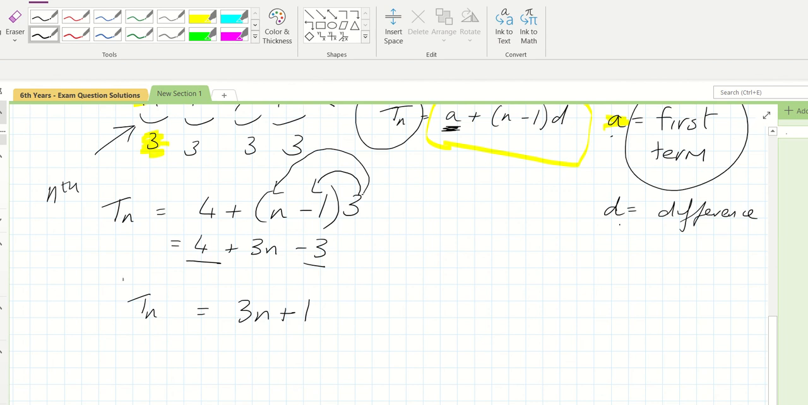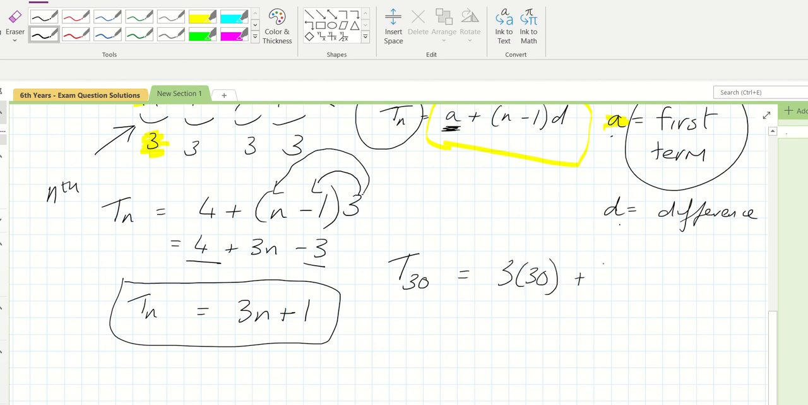Okay, so this is the nth term, or the rule for finding any term. So now if you were asked to find the 30th term, T of 30, what you do is you put in 30 where you have n. So that will give you 3 times 30 plus 1. So that means that you get 91. So that means the 30th term, if you were to keep counting up, you'd eventually get to 91.